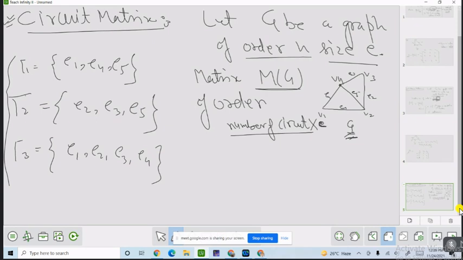Clear? Means, in place of this, you can write number of circuits and edges. So what is the order of this circuit matrix? There are only three circuits, cross the number of edges, 5. So our matrix MG will be AIJ, and what is the value of AIJ? If the edge lies in the circuit, its value is 1, otherwise 0. Are you getting my point?